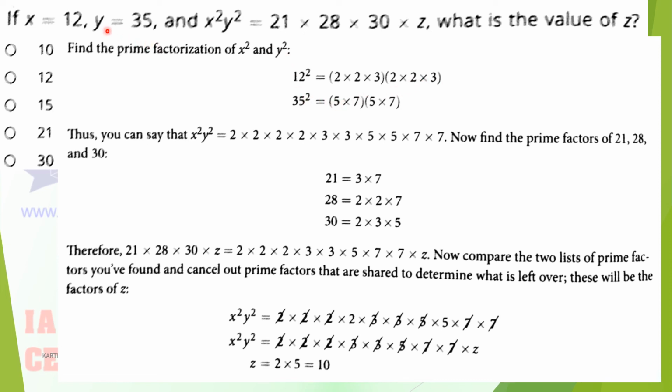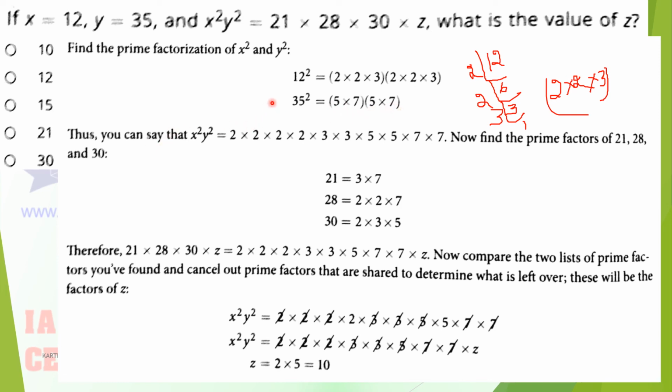And y is equal to 35. 35 square, you have to take the factors. So how to take the factor? One example I will give you. If it is 12, I will take factors like this: 2 6, 2 3, and 3 1s. So 2 into 2 into 3. This is the factors of 12. Likewise you have to take factors for all the numbers. So 35 square is nothing but 5 into 7 and 5 into 7.